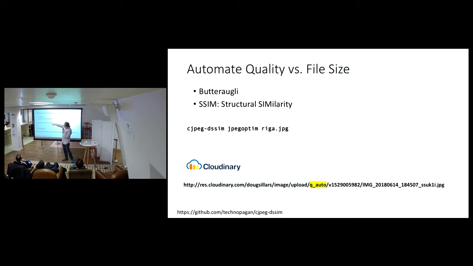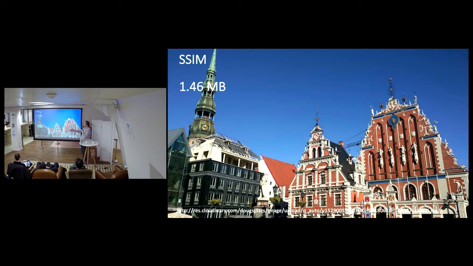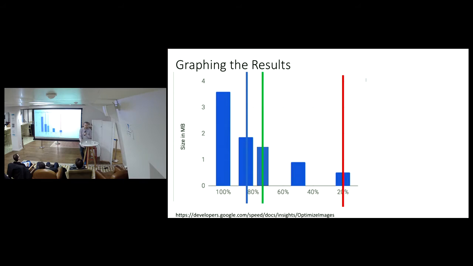This is an open source tool called cjpeg-dssim. You can use Cloudinary, say q_auto. It generates that for you on the fly. And we're right in the middle. It's at 1.46 megabytes. Your eye can't tell the difference between this image and the original 3.6 megabyte image. And you can see here we saved another 400 kilobytes from the Google recommendation. So 400 kilobytes more, that's pretty significant. We should do that if we can.